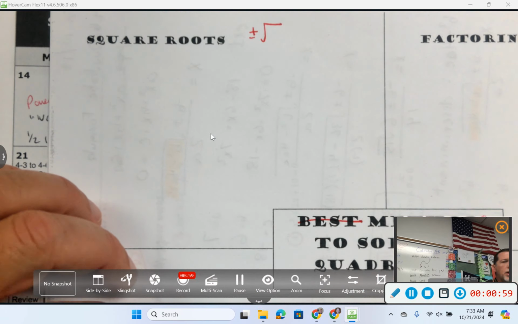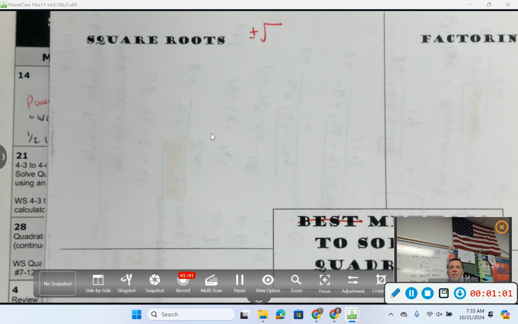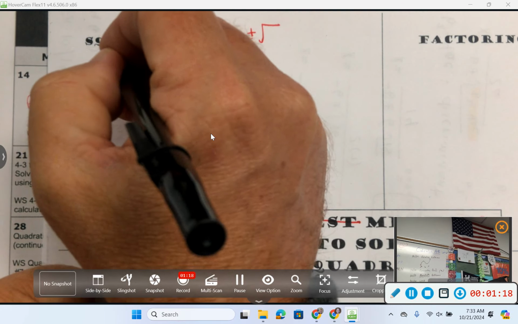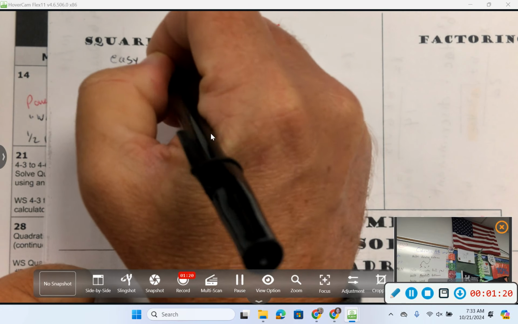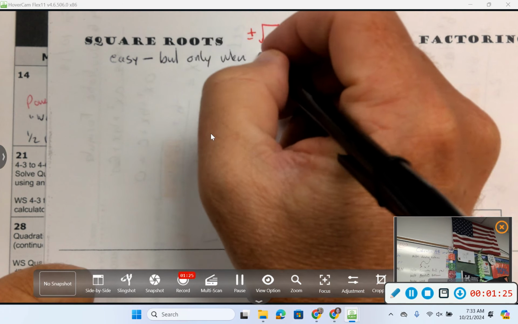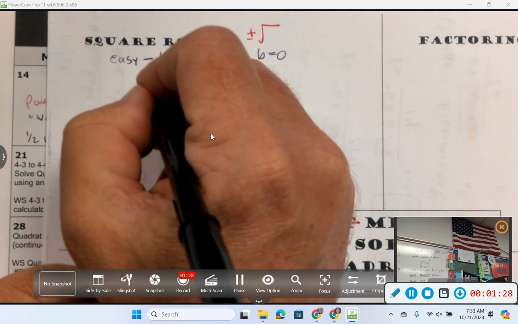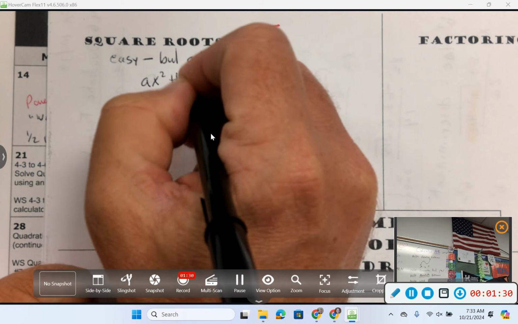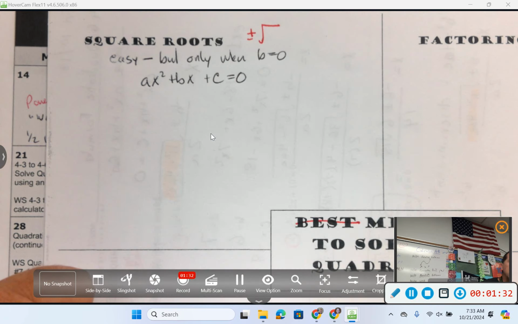Let's see. I overheard you say the square root method is the easiest method. I would agree with that, except you can't always use it. So when can you use it? When b equals 0. So it's an easy method, but only when b equals 0. And again, we're talking about ax squared plus bx plus c equals 0.